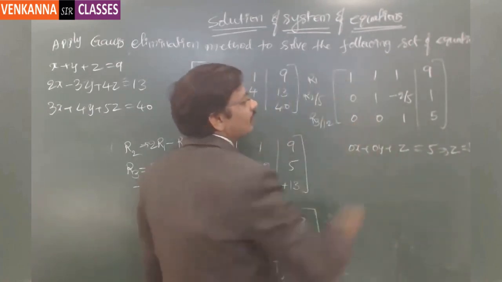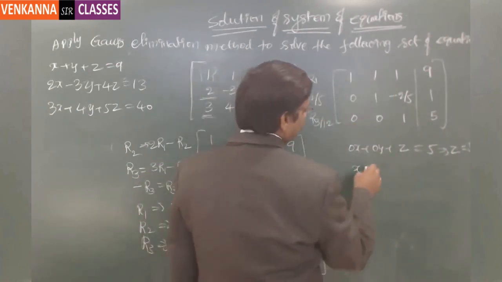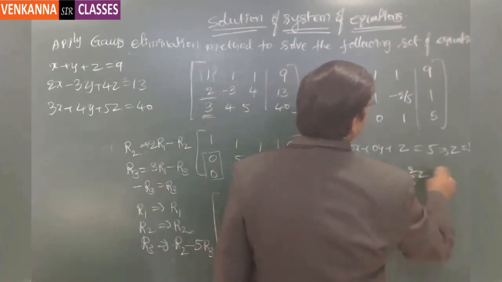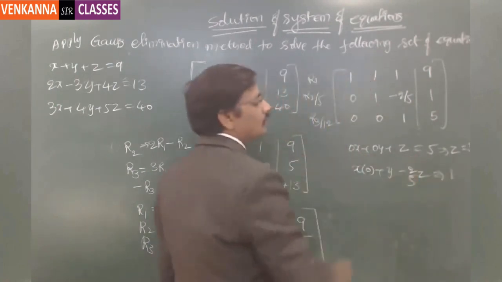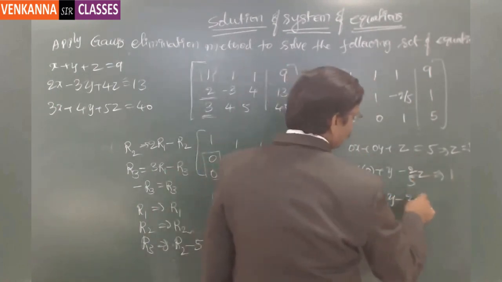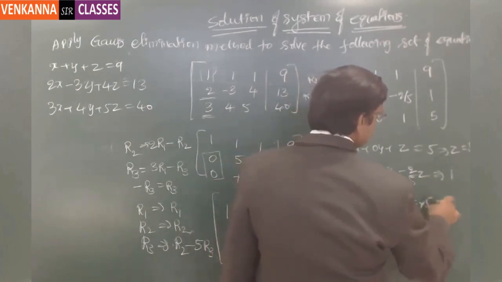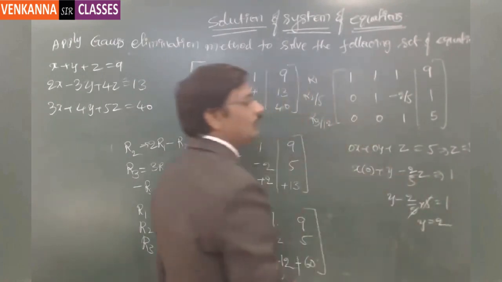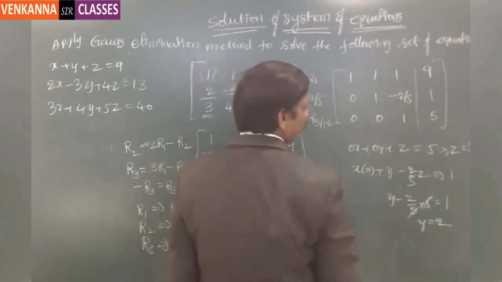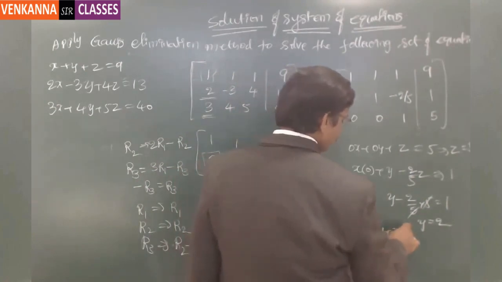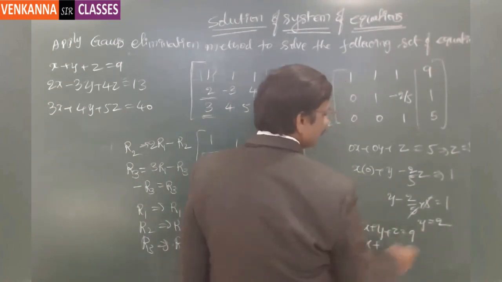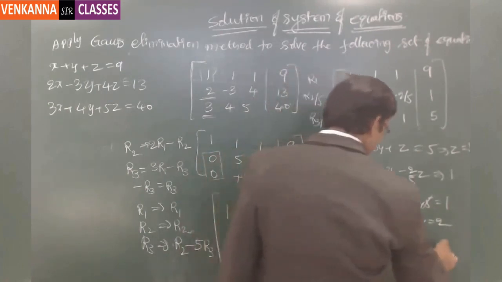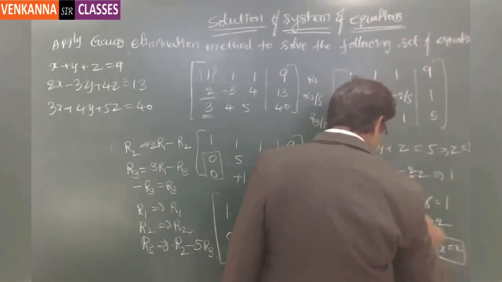And if you substitute the value here, this is x into 0 plus y into 1 minus 2 by 5 times z is equal to 1. We got to know that z is going to be 5. So y minus 2 by 5 times 5 is equal to 1. So 5 will cancel and y equals 2. We have got z is equal to 5 and y is equal to 2. Then you can bring it back to the original equation, x plus y plus z is equal to 9, with y as 2 and z as 5. This is going to be 9, so it implies x equals 2. So these are the solutions.